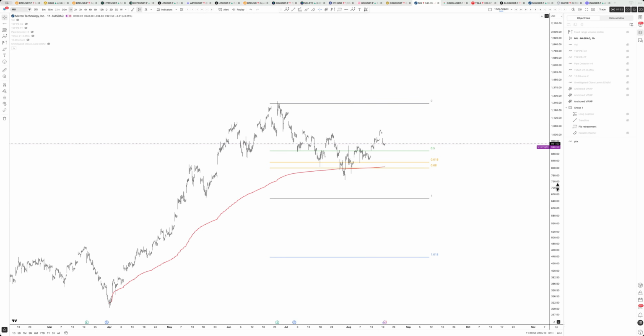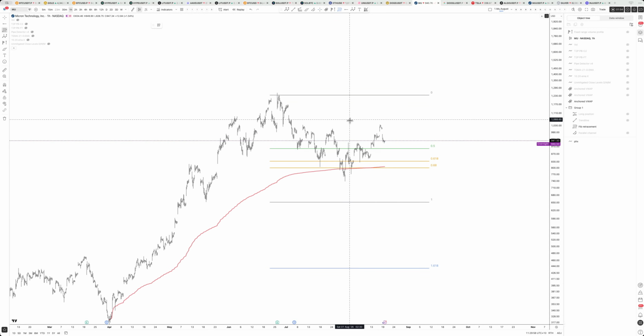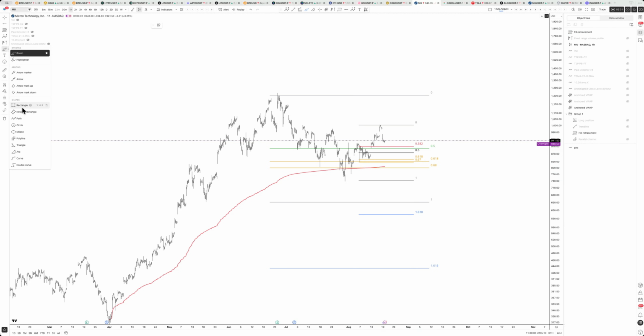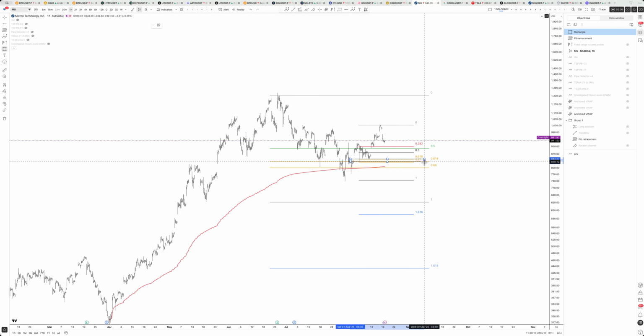What can we do with this? Let's do the next Fibonacci to the low. So we have confluence. We've got a double booster on that level. From a Fibonacci perspective, it's strong. Just mark that there.